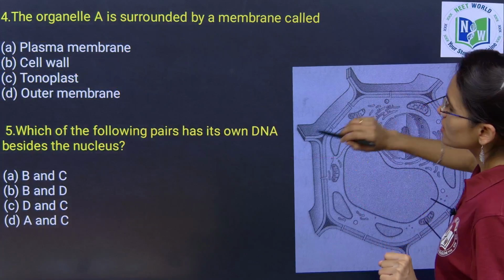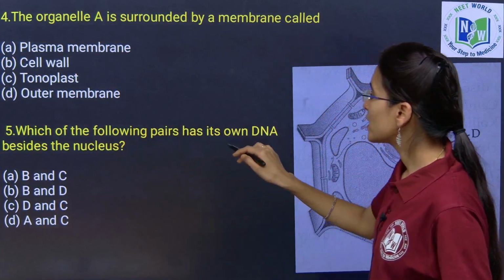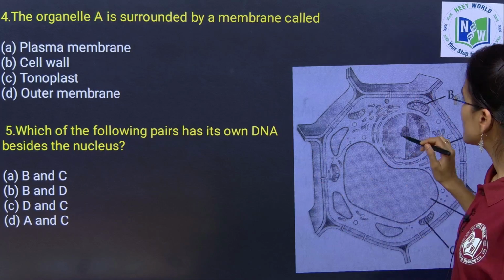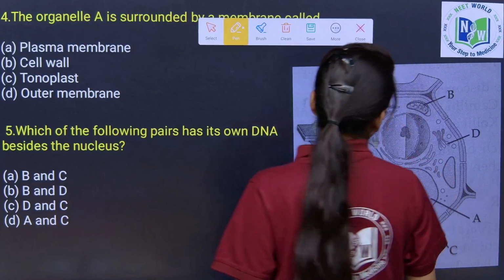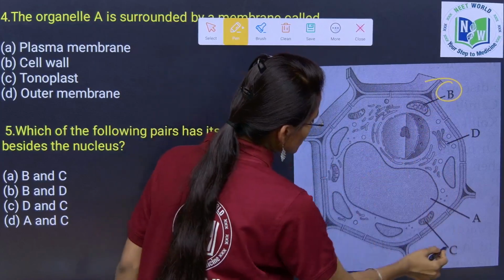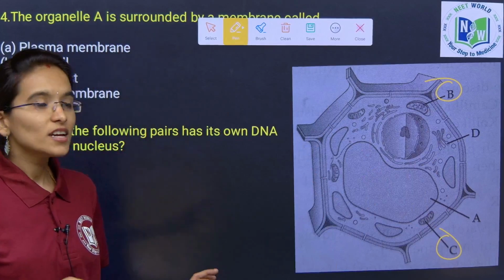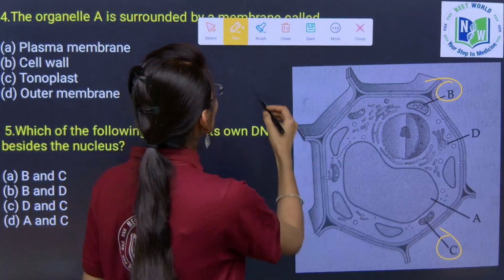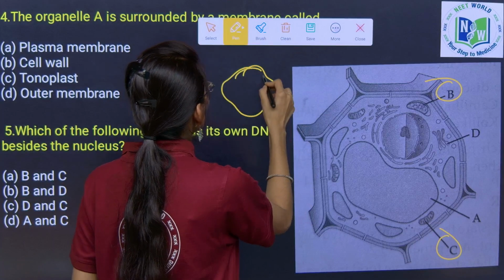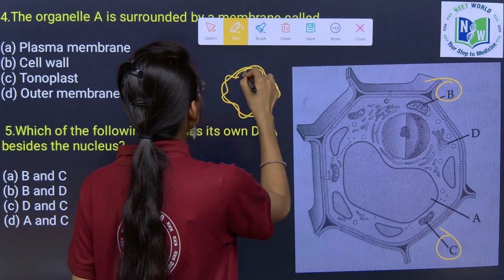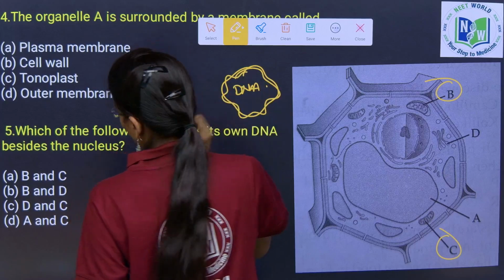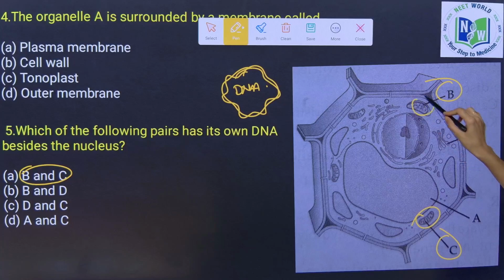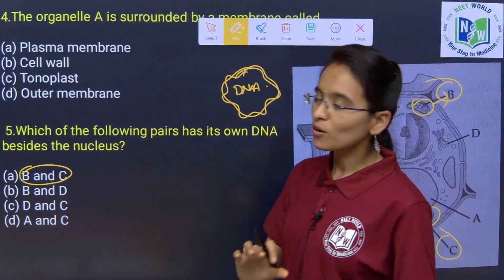Yes, next coming towards the fifth question, which of the following pairs has its own DNA besides the nucleus? So options B and C. What are options B and C? Option B is chloroplast and option C is mitochondria. The chloroplast and mitochondria are going to have their own DNA in the circular form. So options B and C are correct. Clear? C is mitochondria and B is chloroplast. Both of them have their own DNA.